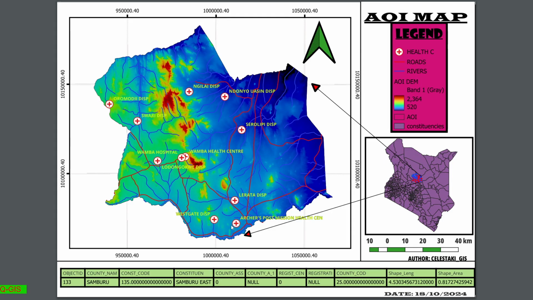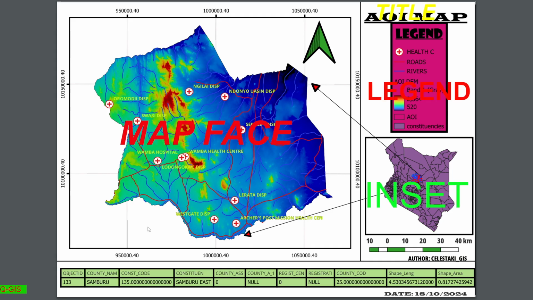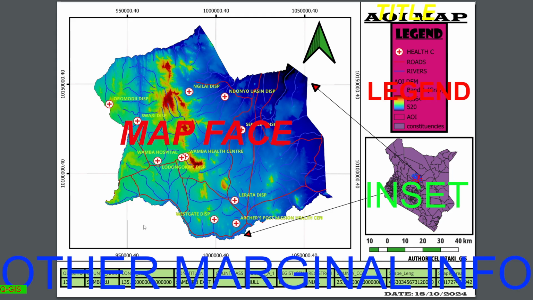Today I'm going to show you how to make a map in QGIS. So you can see we have the map face, we have the title, we have the legend, we have the inset map, and we have other marginal information.